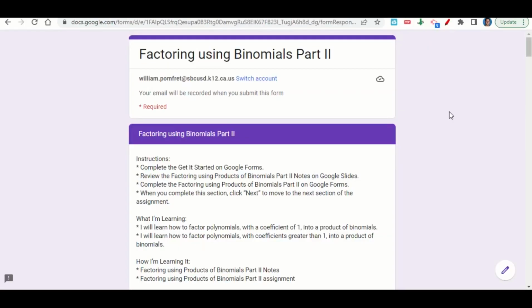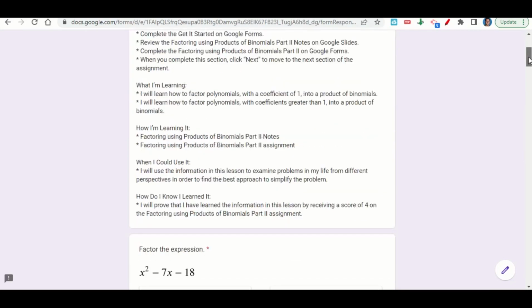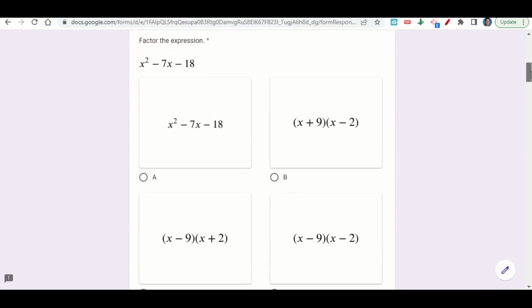Let's take a look now at the Factoring Using Binomials Part II assignment. The assignment begins with the learning goals and success criteria. If we scroll down, we can see the questions.